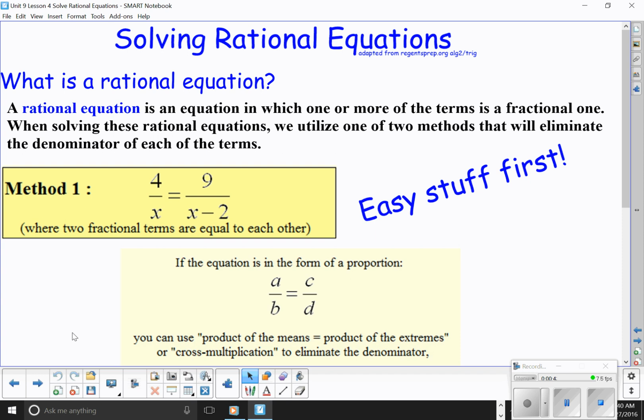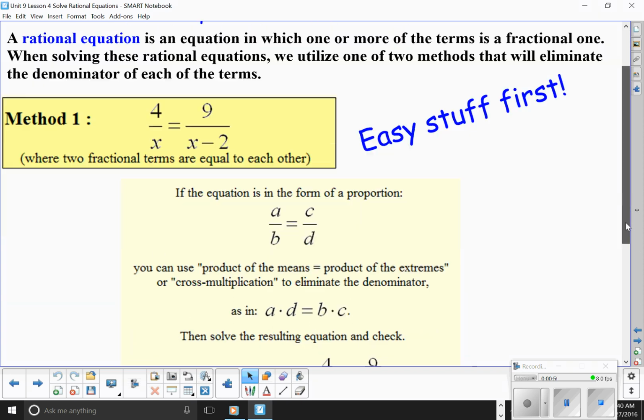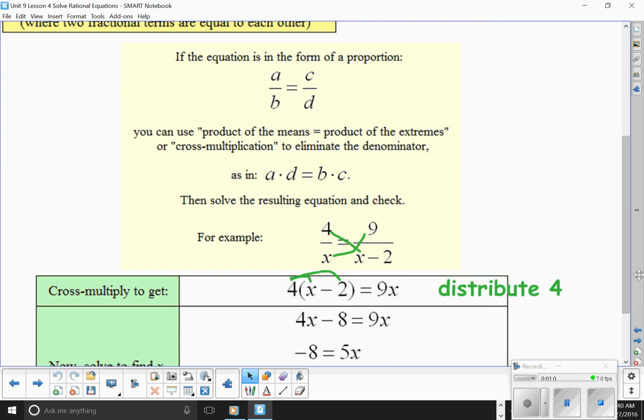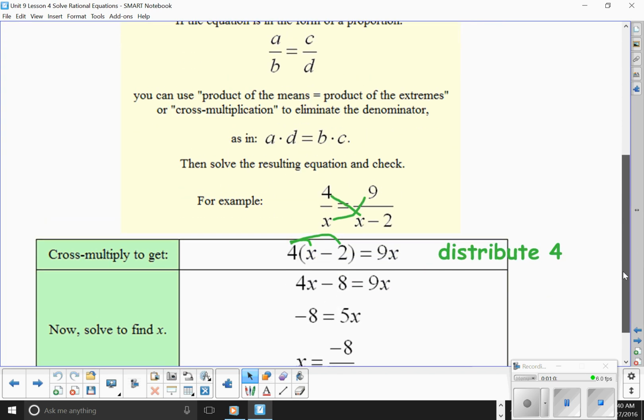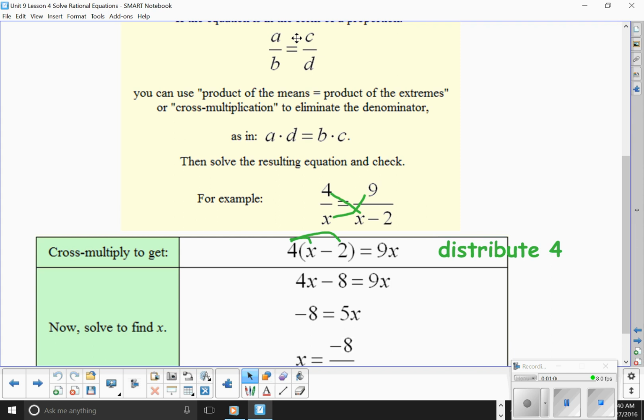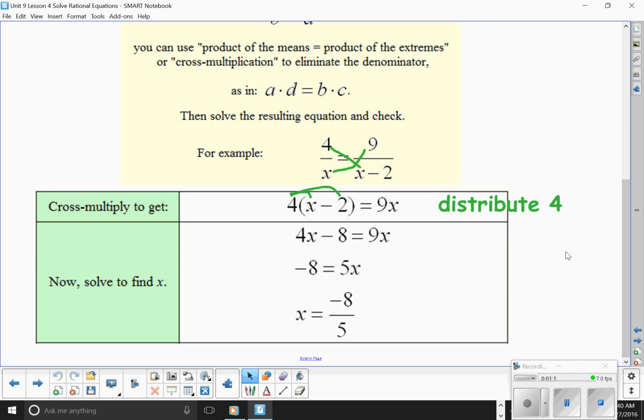If I have a fraction equals a fraction, well, think about what you did when you did proportions. We cross multiply. So here, if I've got 4 over x equals 9 over x minus 2, two fractional terms are equal to each other, I'm just going to cross multiply. So if I have a over b equals c over d, I multiply AD, and that's equal to BC. So I'm going to use that same method here.